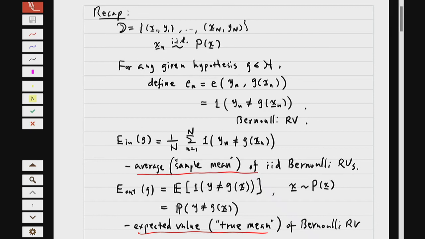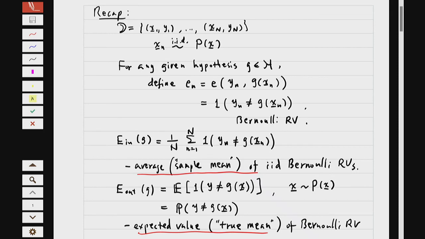Yeah, double bar is a probability. That's how we do it, yeah? Okay, so it is the expected value of those Bernoulli random variables. It is also called the true mean. It's the real mean value of this distribution, right? Which we don't know because we don't know the distribution.